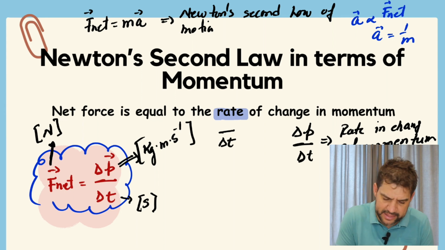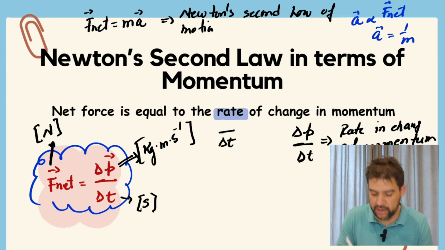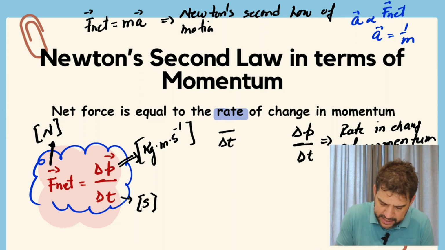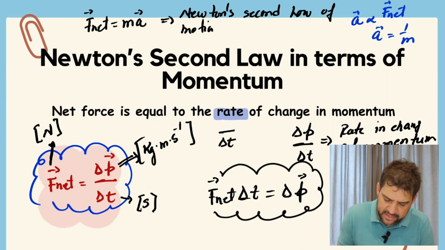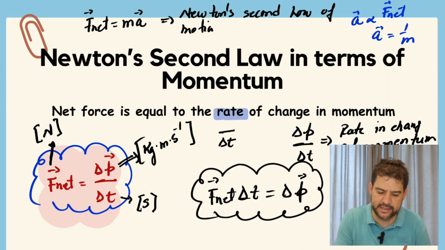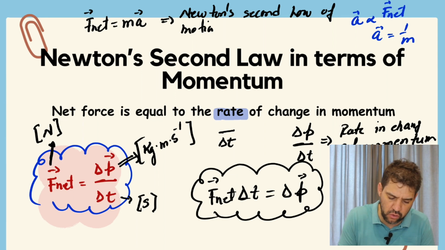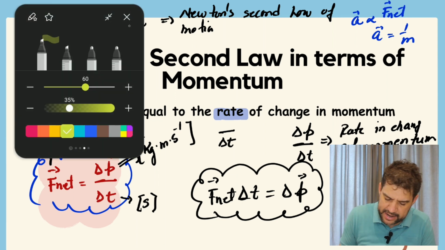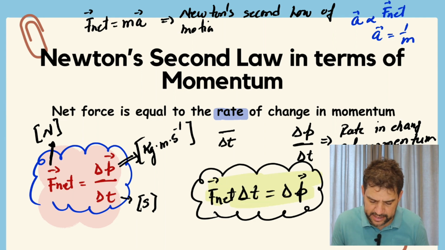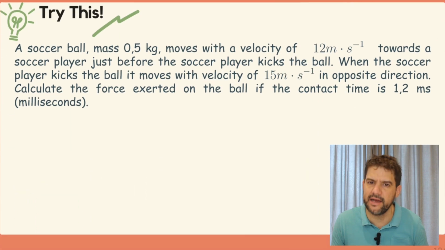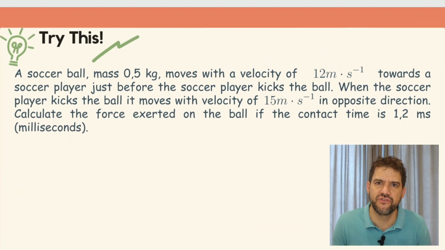Now, in the exams, this formula will not be written like this. It will be net force multiplied by time equal to change in momentum. This is how you are going to get it in the exam. That's why I want to write it like that, because that is how you will see it in the exam. Guys, let's see one very easy example to know how to apply Newton's second law in terms of momentum.